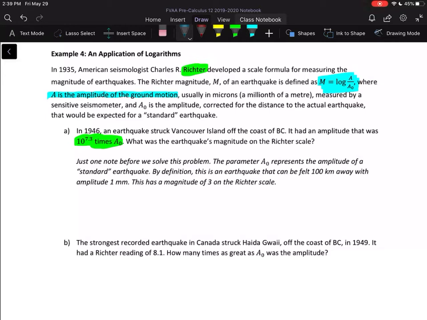Okay, so just one note before we solve this problem. The parameter A0 represents the amplitude of a standard earthquake. By definition, this is an earthquake that can be felt 100 kilometers away with an amplitude of 1 millimeter. This has a magnitude of 3 on the Richter scale.